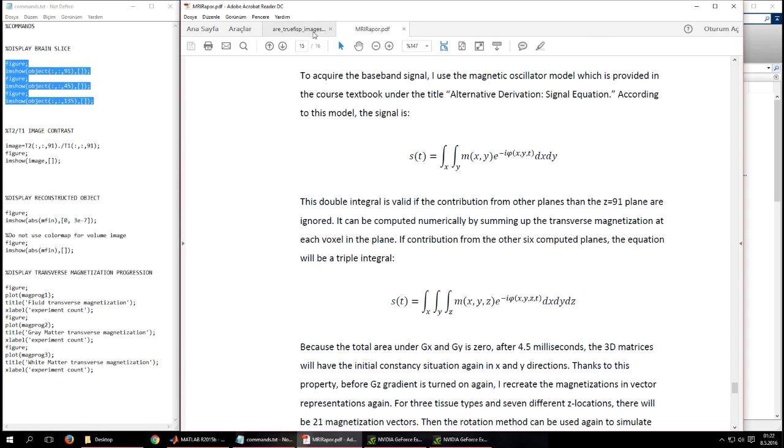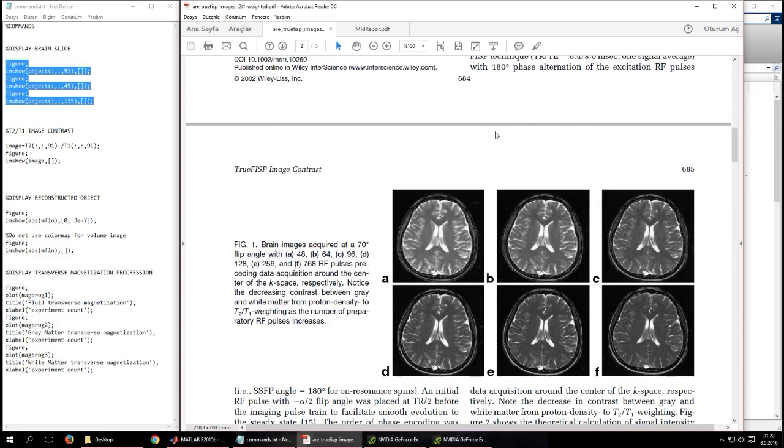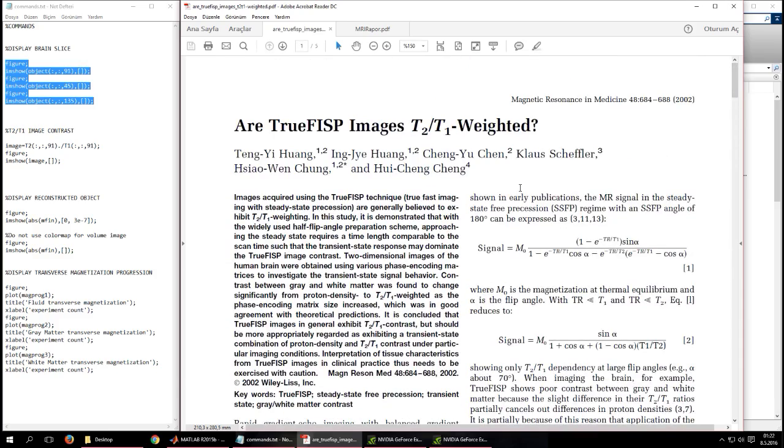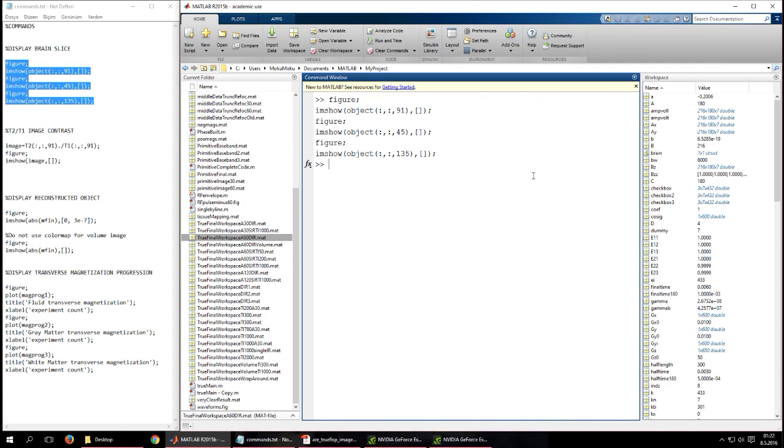Before going into results, I will reference this article here to show what we must expect from the FIESTA sequence. True FISP images are T2 over T1 weighted. If I summarize, the article states that the image contrast for FIESTA true FISP sequences depends on the combination of proton density and T2 over T1 ratio. For larger flip angles, the T2 over T1 ratio is more effective, and for smaller flip angles, the proton density dominates and the contrast between the gray matter and the white matter significantly decreases. It also states that how quickly the steady state is achieved affects the image.